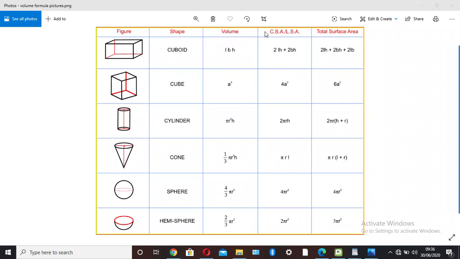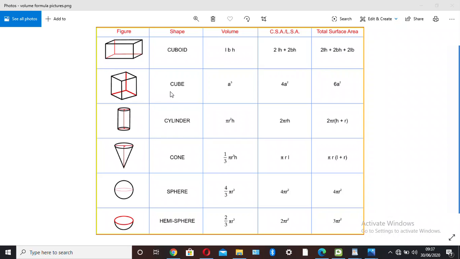The formula for finding the volume of a cuboid is length times breadth times height. So that is the formula for finding the volume of a cuboid: length times breadth times height. Okay, we'll come to examples later on.